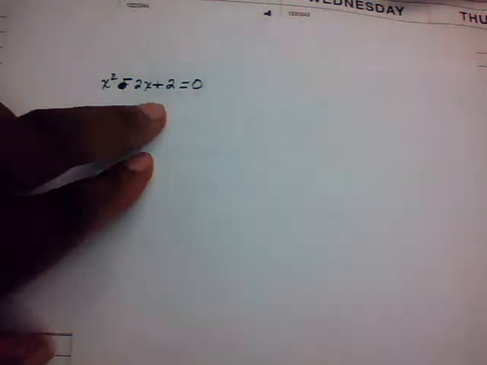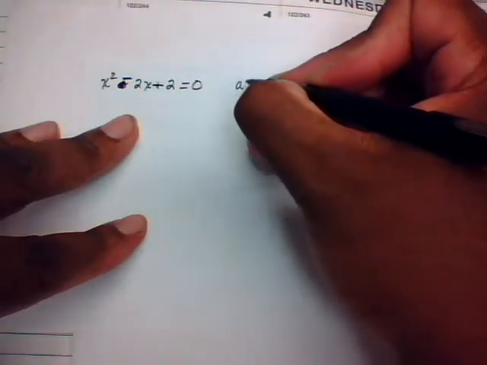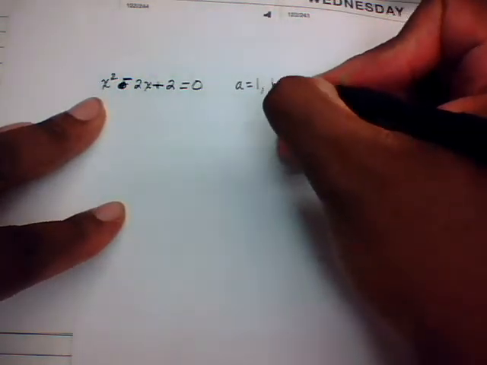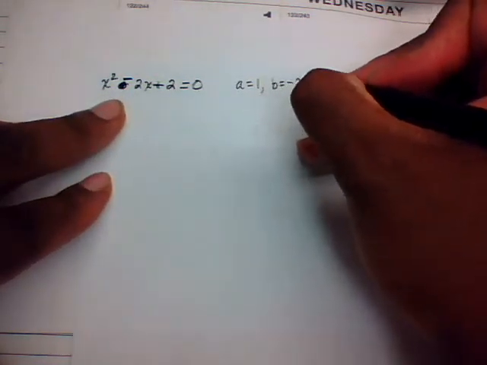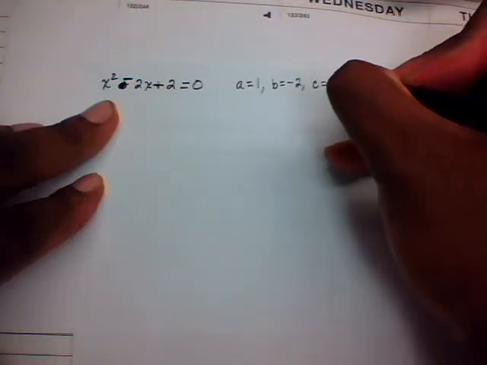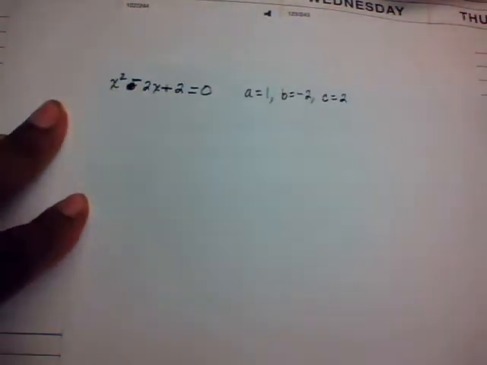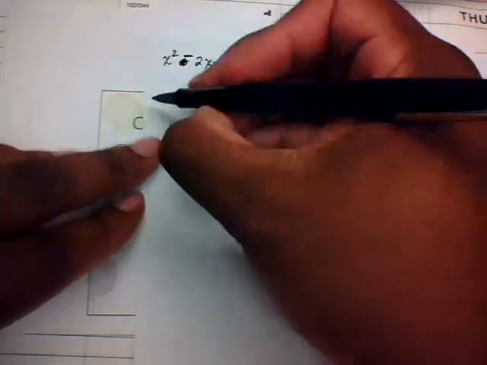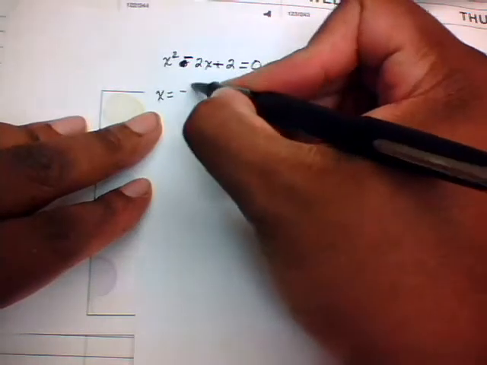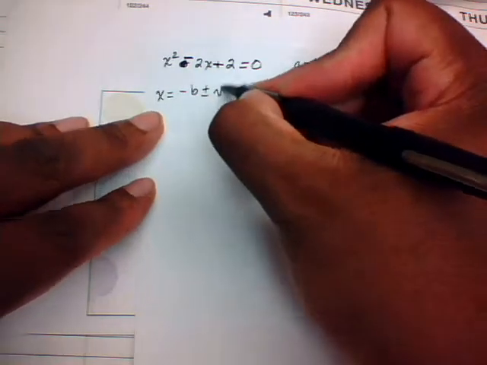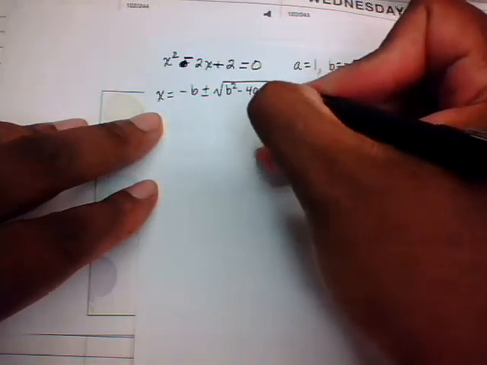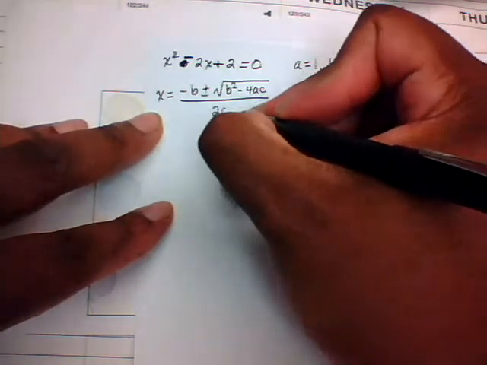X squared minus 2x plus 2 is equal to 0. Our a is the coefficient of x squared, that's a 1. The b is the coefficient of x, that's negative 2. And c is your constant, that's a positive 2. So a is 1, b is negative 2, c is 2. And our quadratic formula, of course, is this. X is equal to negative b plus or minus the square root of b squared minus 4ac, and all of that's divided by 2a.